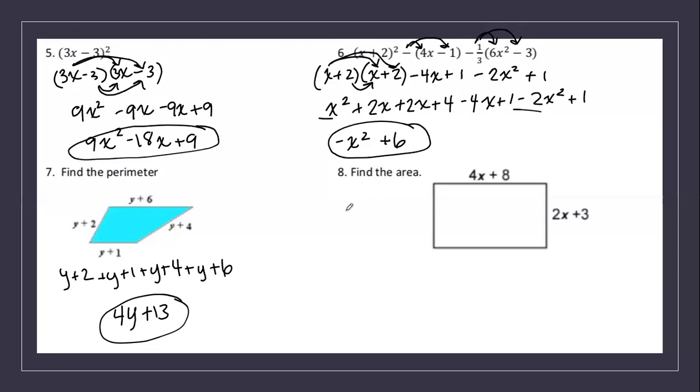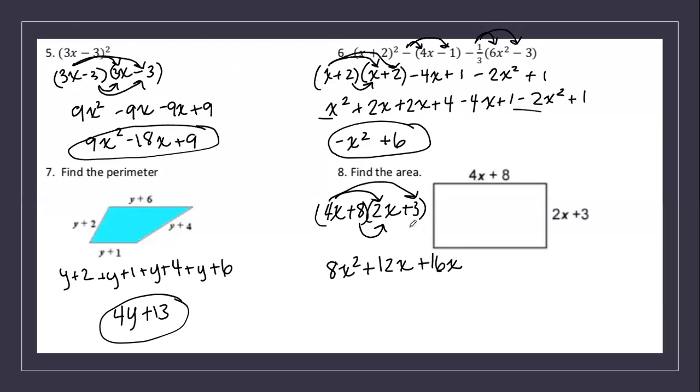For area, I'm multiplying my base times height. So I'm going to multiply 4x plus 8 times 2x plus 3. So I'm going to do first 4x times 2x is 8x squared. Outside 4x times 3 is 12x. Inside 8 times 2x is 16x. And 8 times 3 is 24. I get 8x squared plus 28x plus 24.